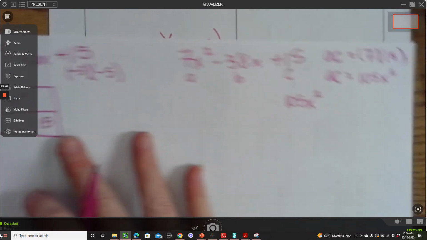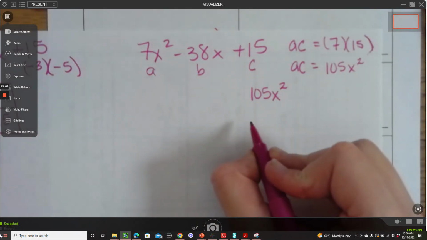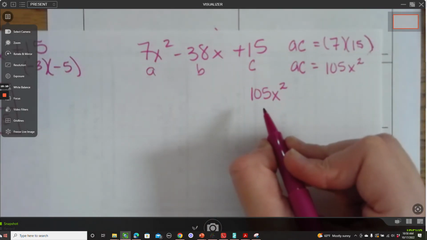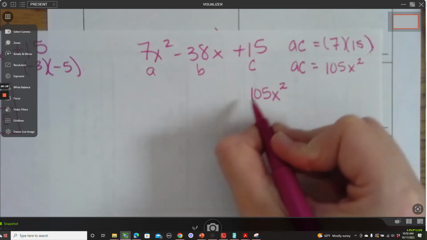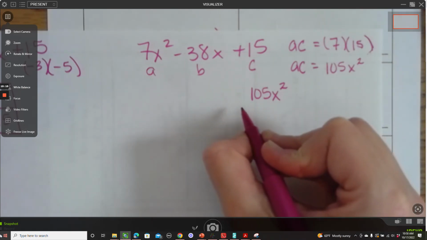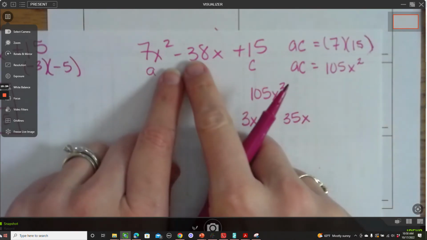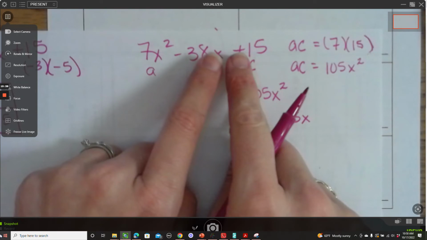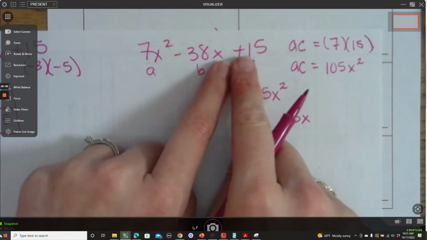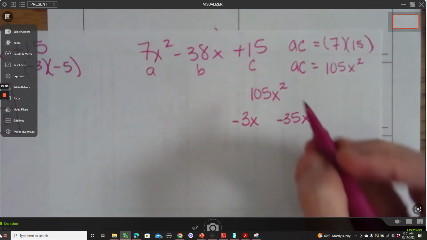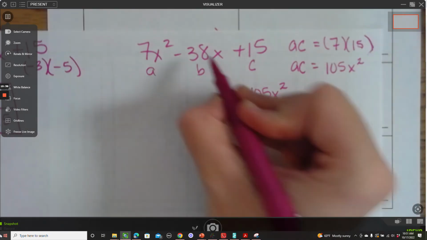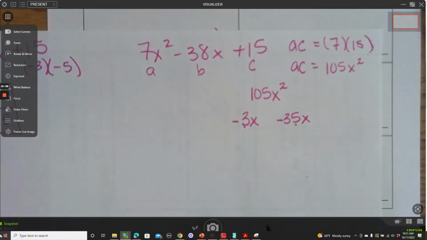Well, what two things can you multiply together? Will a 3 go in there? Yeah. So 105 divided by 3 is what? 35. So you would have 3x and 35x, right? But they've got to be negative. Last is positive, middle is negative. So negative 3x and negative 35x gives me a negative 38x.